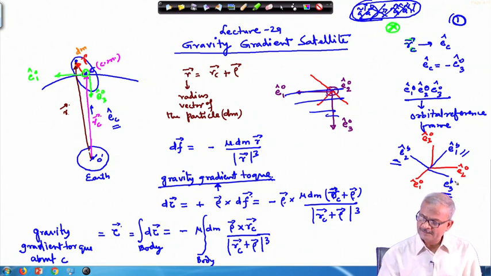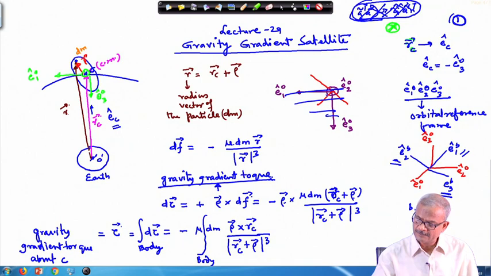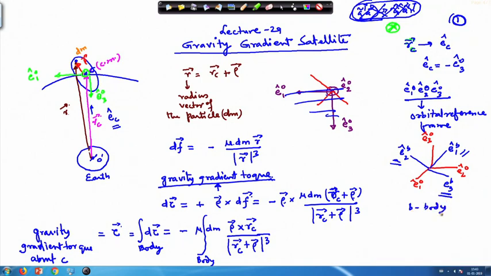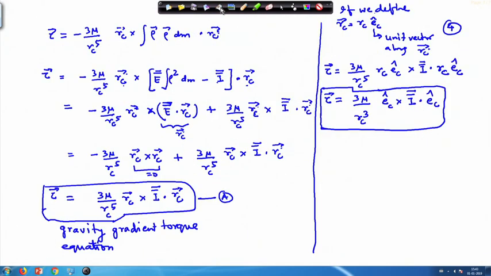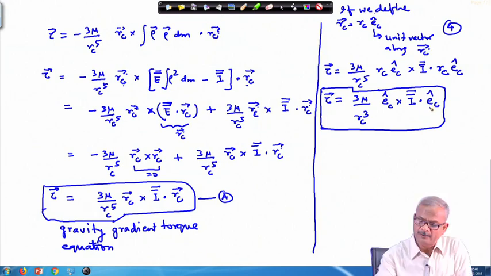B stands for the body axis, and O stands for the orbital axis. Okay, so we need to convert this into the proper format.